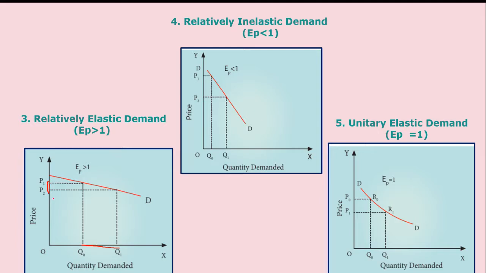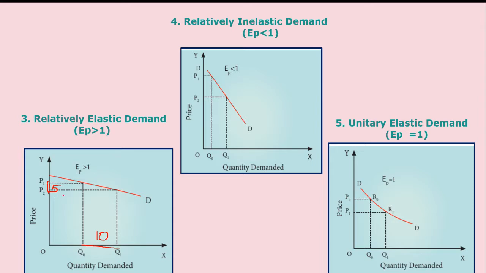So to make you understand this better, I will give a number for this. There is a small change in the price. The change in price is 5, but the change in quantity demanded is 10. That means there is a huge difference in the quantity demanded compared to the change in the price.